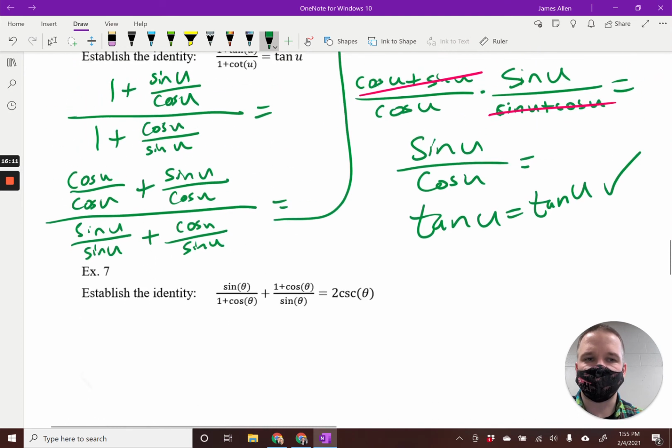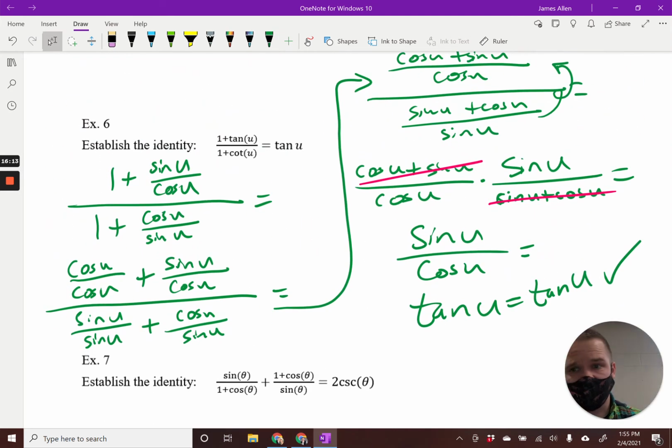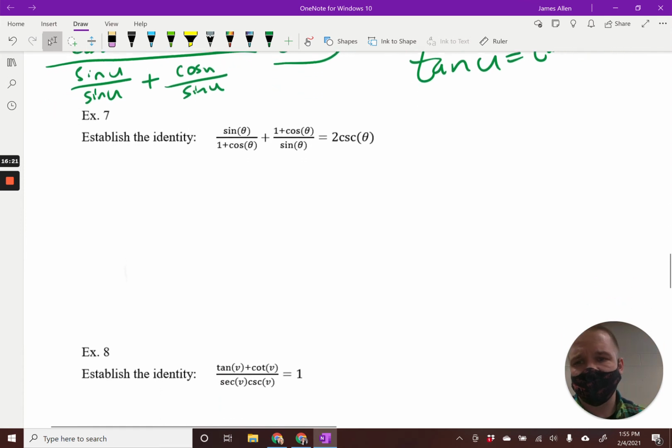All right, example 7. Feel free to pause if you ever need to here. I'm trying to get through this in a timely manner, and I'm also hoping that this thing doesn't freeze up on me. I shouldn't have said that. Knock on fake wood. Okay. All righty.